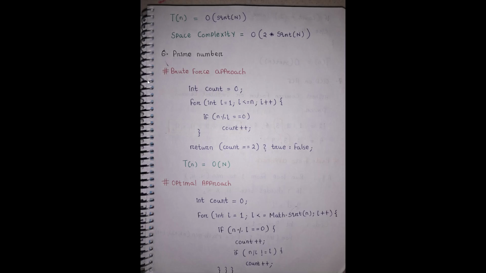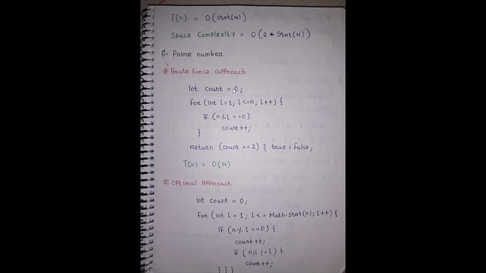So what's our brute force approach? I think it's very simple. We are going to initialize a count variable. Then inside a loop from 1 to n, we will check for every iteration value that the number is divisible by i or not. If it is divisible, then we increment the count variable. Then at last, after the loop has run from 1 to n, we check if the count variable is equal to 2 or not, then we return the value according to that.